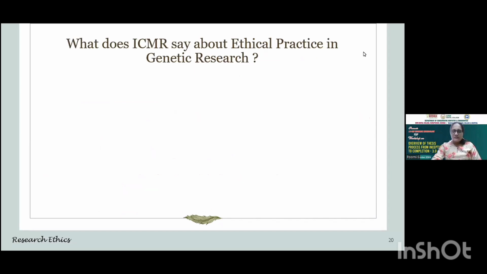So when we say research, currently there are n number of researches coming up on genetic research. ICMR, the Indian Council for Medical Research, is a body for medical research, which is the national body for research conducted in the country. What does it say about ethical practice in genetic research?